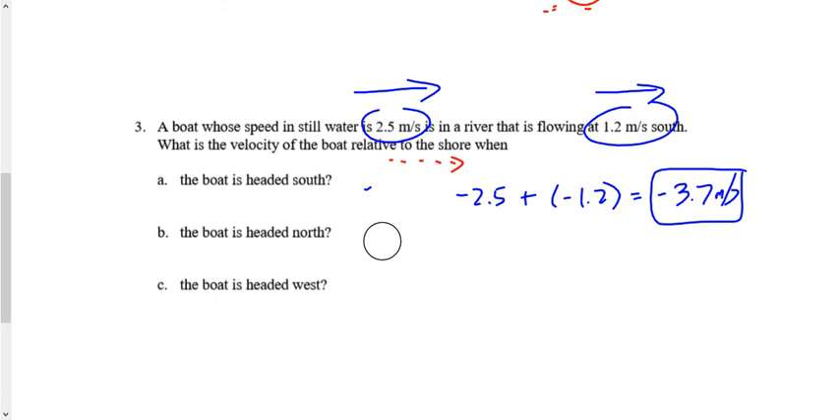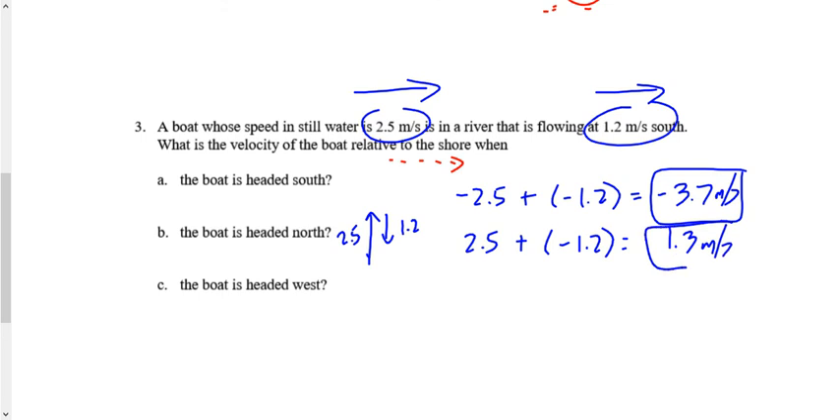Well, we could draw a vector diagram, although we don't really need to. We got 2.5 meters per second, and then we got another one that is 1.2 meters per second to the south. We add those together. 2.5 plus negative 1.2 gives me a positive 1.3 meters per second, or 1.3 meters per second to the north. Again, straightforward, right? The grade 6 rules of vector addition, because everything's one-dimensional.